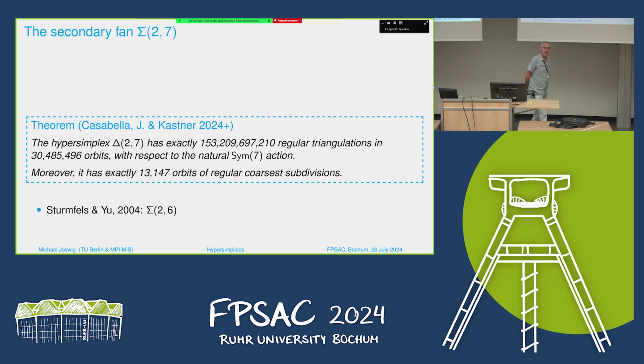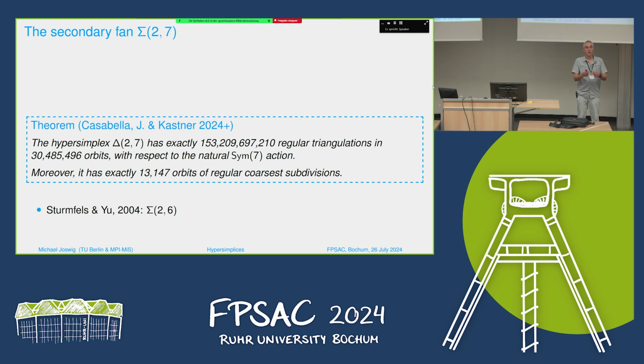Now, this is kind of the main result of this talk. If we talk about the hypersimplex for k equals 2 and n equals 7, it turns out that it has exactly 153 billion regular triangulations in about 30 million orbits. These orbits come from the natural operation of the symmetric group of degree 7, which operates on the 7 space dimensions. Then I have subsets of cardinality 2, and it permutes those sets accordingly because I don't change the size. And it turns out it has exactly 13,000 and something orbits of regular coarsest subdivisions.